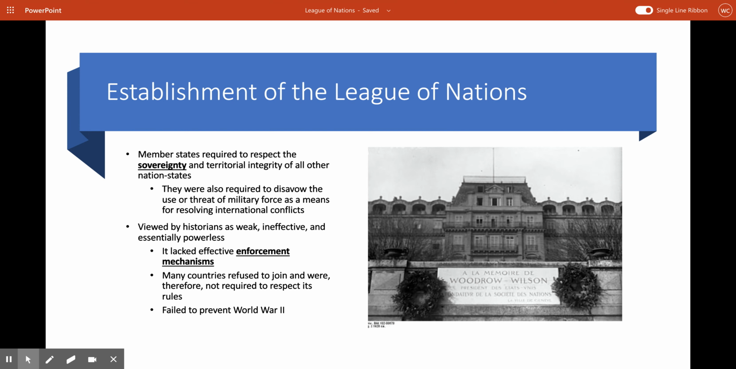This picture you see on the right here is the headquarters of the League of Nations, and it was named Palais Wilson, which is Wilson Palace in French. It was named obviously after former President Woodrow Wilson, who was credited in the memorial that you see outside the building as the founder of the League of Nations.